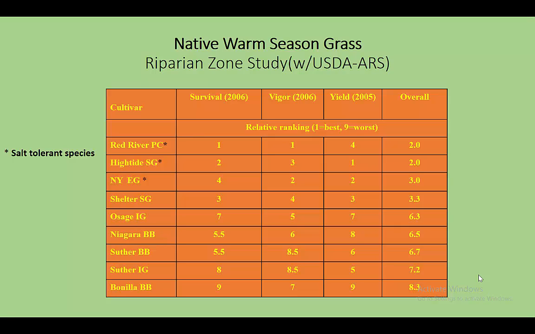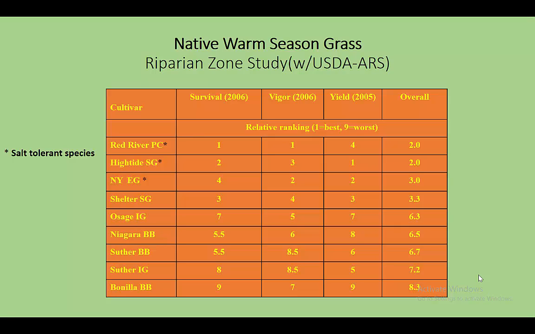One is the best rating for that particular species for survival, vigor, yield, and then overall, you might want to concentrate on that last column there. So the lower the number, the better performer it was. The higher the number, the lower the performer.